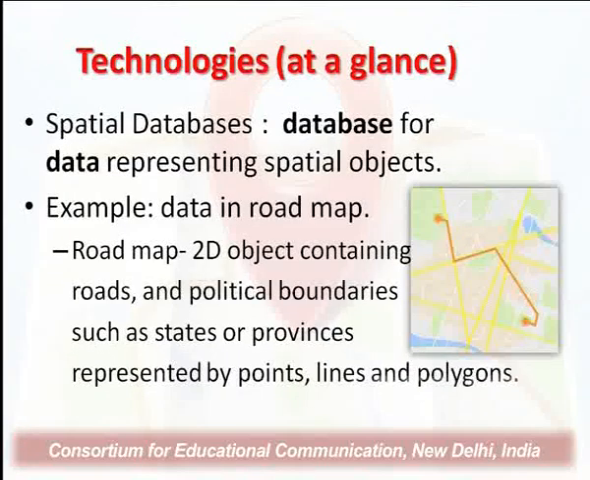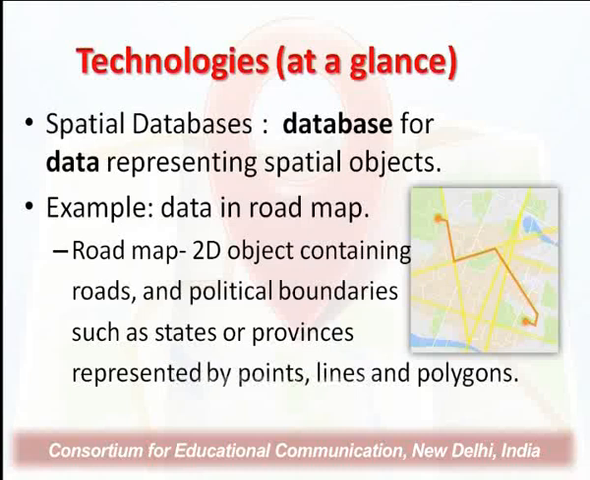Spatial database, you all understand what is meant by a normal database. A normal database is one in which we store records or in which we store information. It is a kind of relevant information stored in a particular systematic format. As far as spatial database is concerned, it is the database for data representing spatial objects. So spatial objects are objects related to geography.